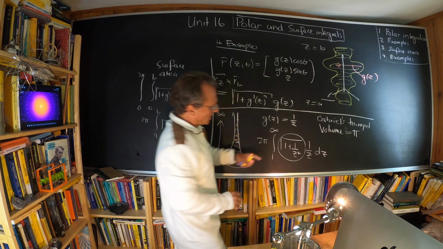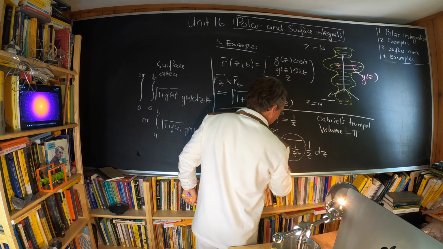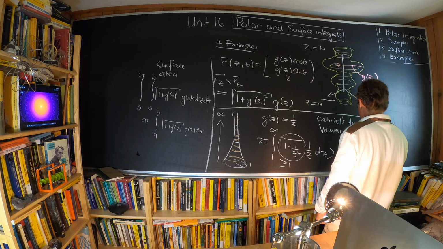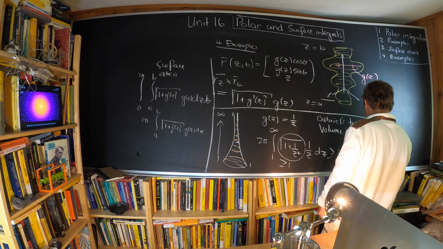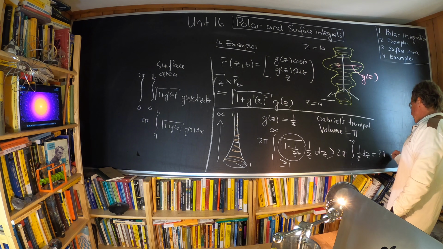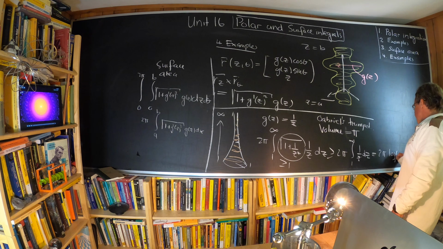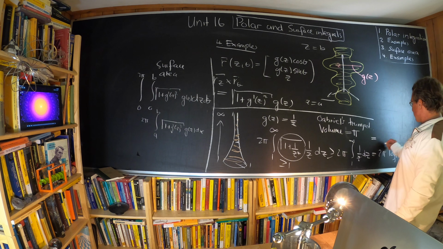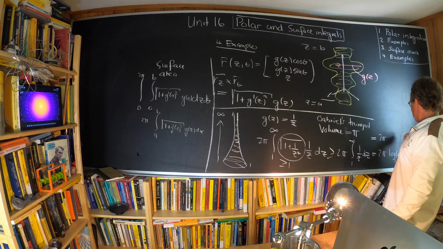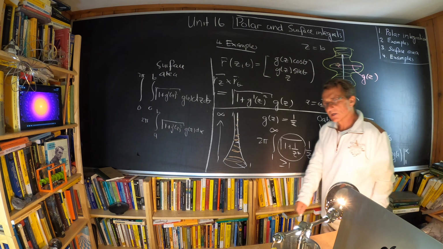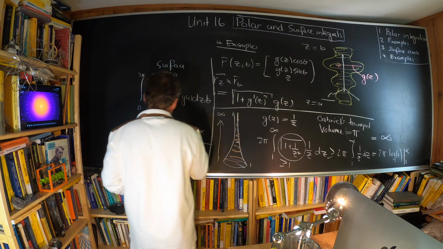But we know that the square root is bigger or equal to 1. So this is bigger or equal to 2 pi times the integral from 1 to infinity of 1 over z dz, which is 2 pi times the log of z evaluated from 1 to infinity, and that's actually crazy. That's infinity. Yeah, that's infinity. It's an infinite surface area.